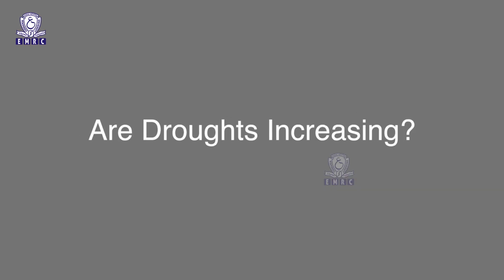Experts believe the 1930s Dust Bowl was caused in large part by poor agricultural practices combined with the cooling of the Pacific and warming of the Atlantic by as little as a few tenths of a degree. Now the big question arises: are droughts increasing?